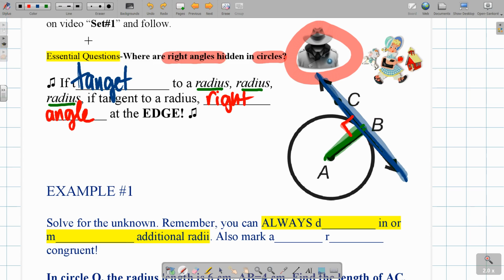So wherever there's a tangent to a radius, and I would also say a diameter, which would be the same thing, there's going to be an undercover right angle. And where there is an undercover right angle, you are going to have an undercover right triangle, folks. We're going to do 3 examples together.